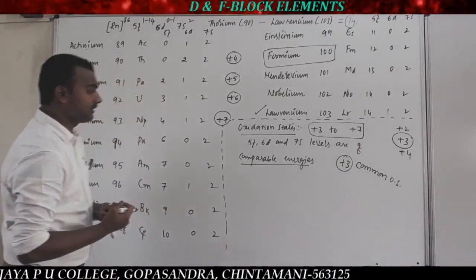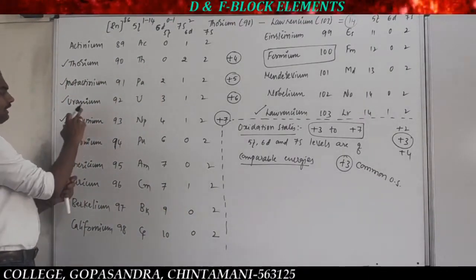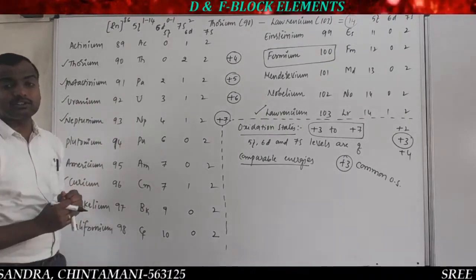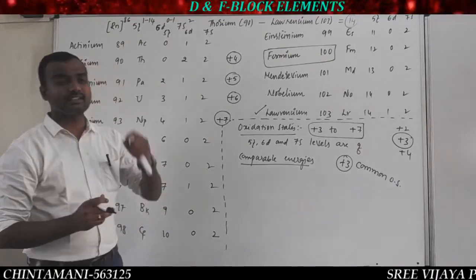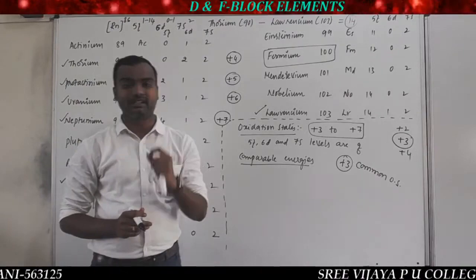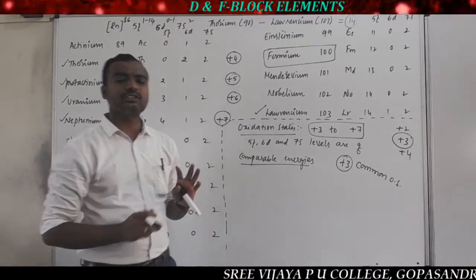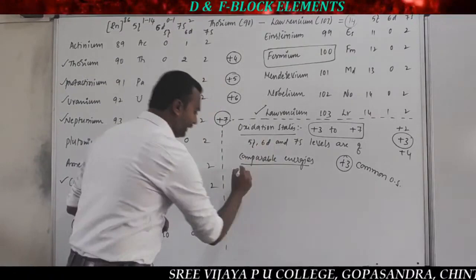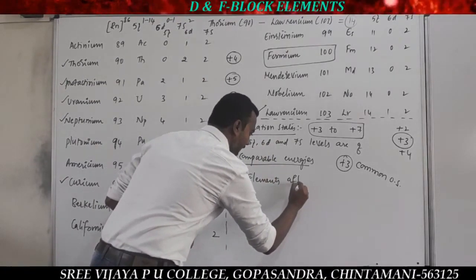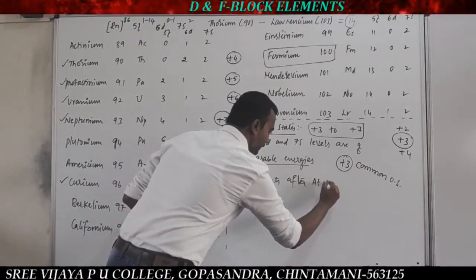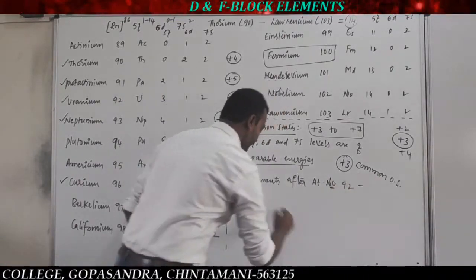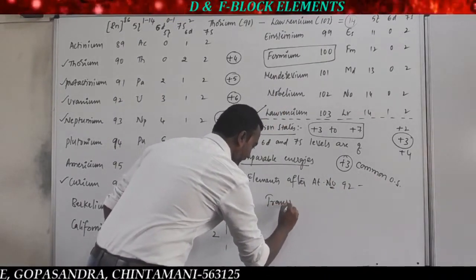And some of the most important concepts come after uranium. The elements that come after uranium are called trans-uranium elements. They are synthesized or prepared in the laboratory through nuclear reactions. Because as we know, almost all the actinides are radioactive. So the elements after atomic number 92, nothing but uranium, you can call them trans-uranium elements.